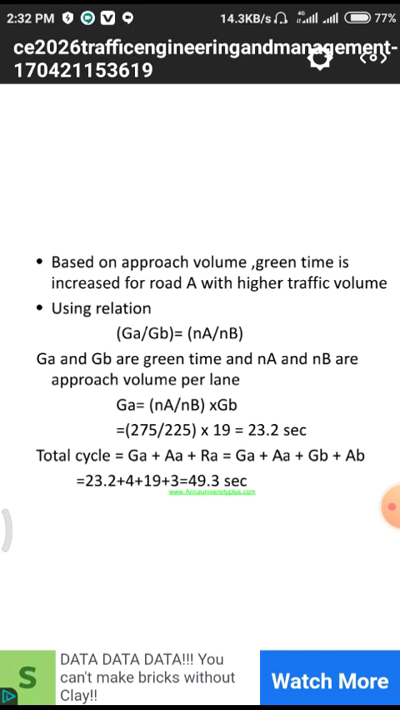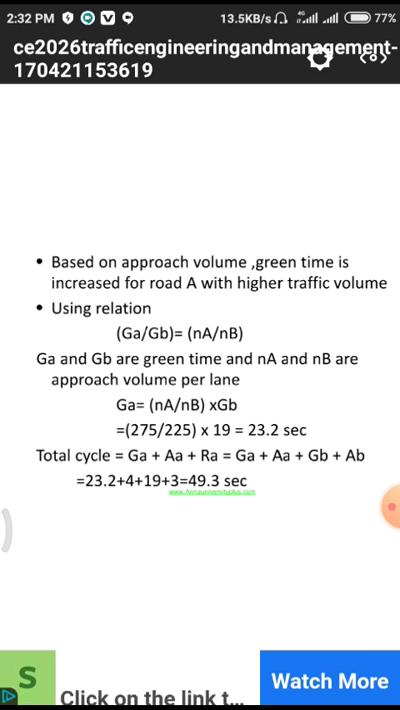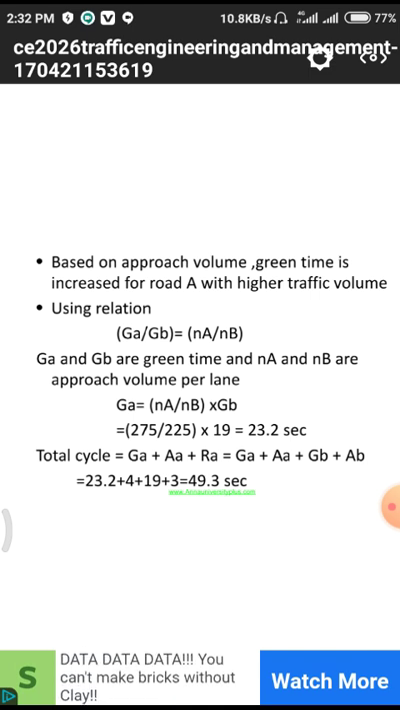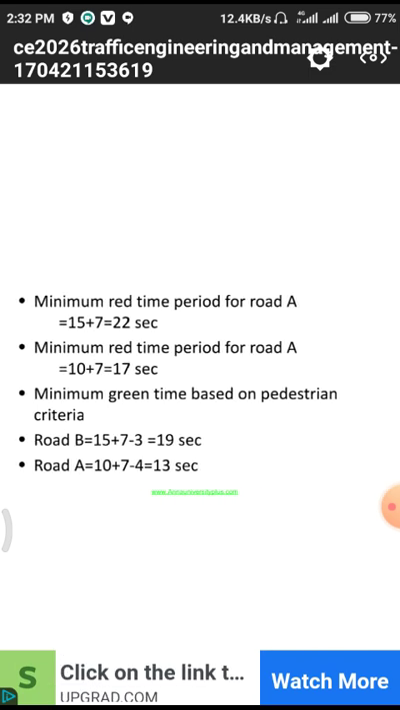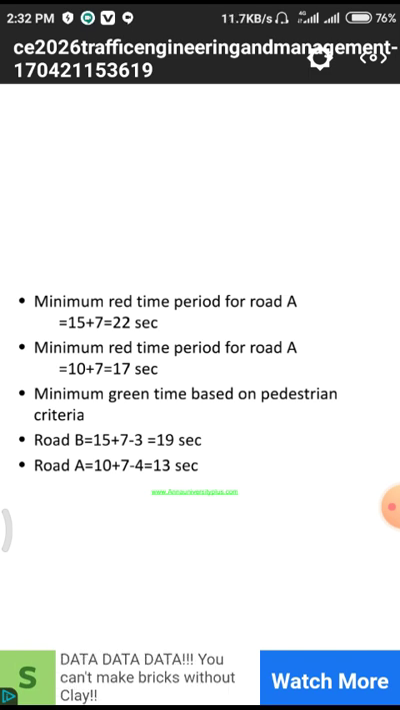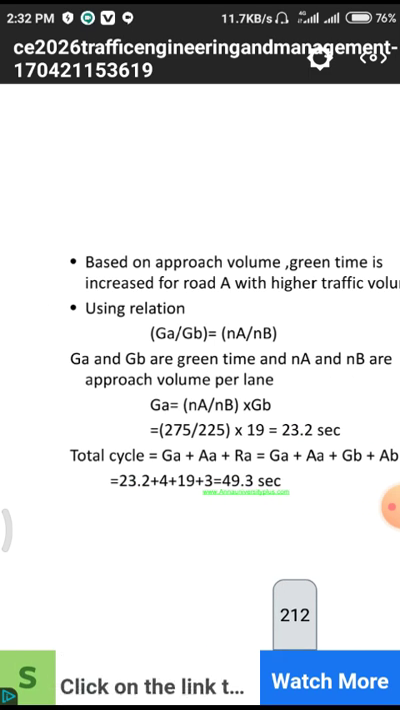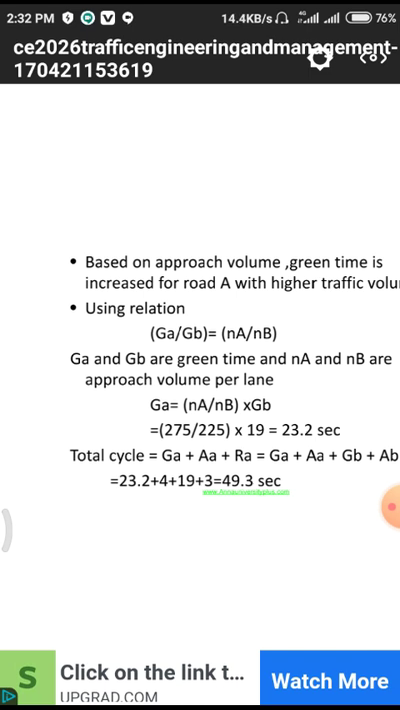So we need to calculate GA equals, we have to cross multiply, GB into NA by NB. We will get the value. The number of vehicles on A equals 275, B equals 225. The green time is normally calculated from the previous road A and road B. Here also there is some mistake. Road A equals 19 seconds, road B equals 13 seconds. So the green time equals 23.2 seconds we will get.